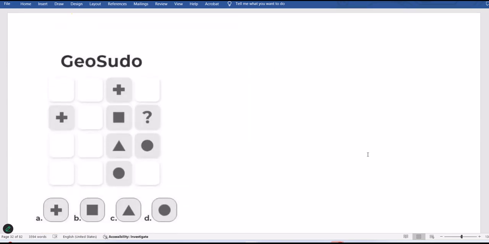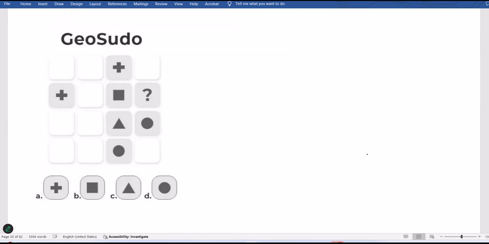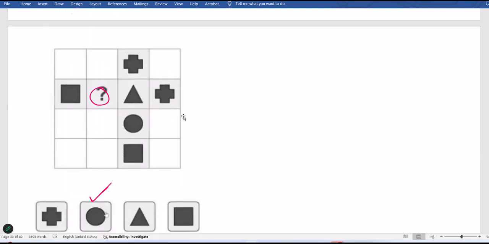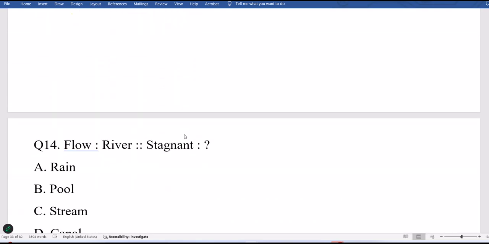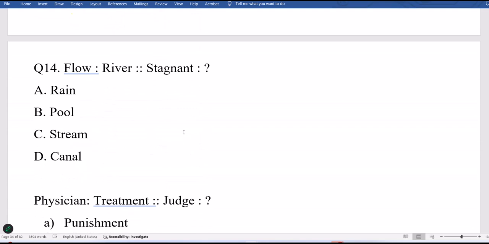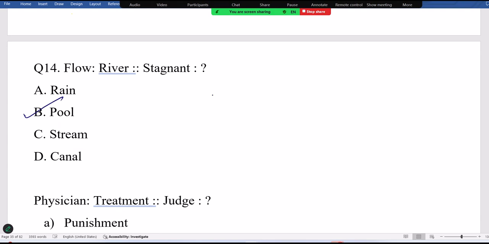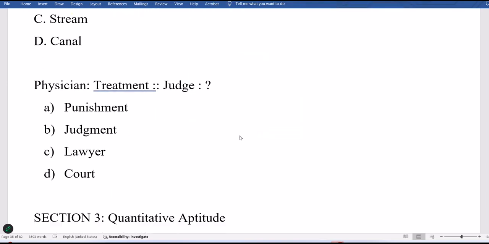Analogy related diagrams. And the geometric pattern challenge, as you can understand, we cannot go for plus, we cannot go for circle, we cannot go for square, it should be triangle. This must be triangle. Yeah, flower, flow. A river is having flow, stagnant is pool, okay, which is fixed, not moving on. Physician, treatment. Judges, judgment. Fine.